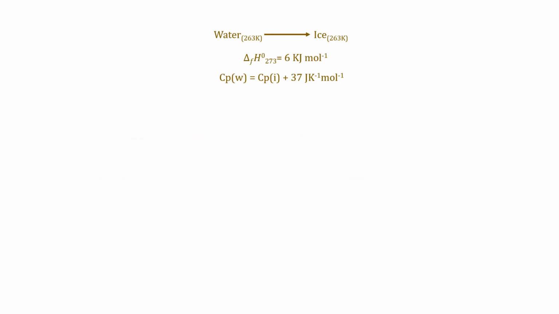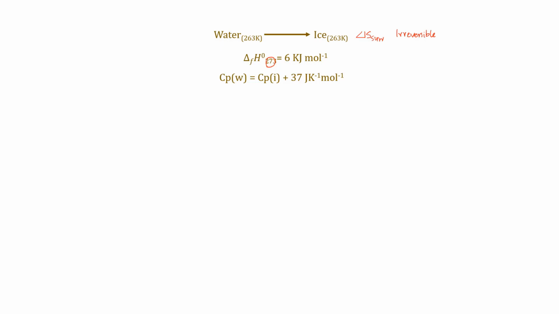Let's look into the question. Water at 263 Kelvin should be converted to ice at 263 Kelvin and we need to find out delta S surroundings. The process here is an irreversible process and the additional information given are delta HF at 273 Kelvin and Cp water is equal to Cp ice plus 37 joule Kelvin inverse mole inverse.